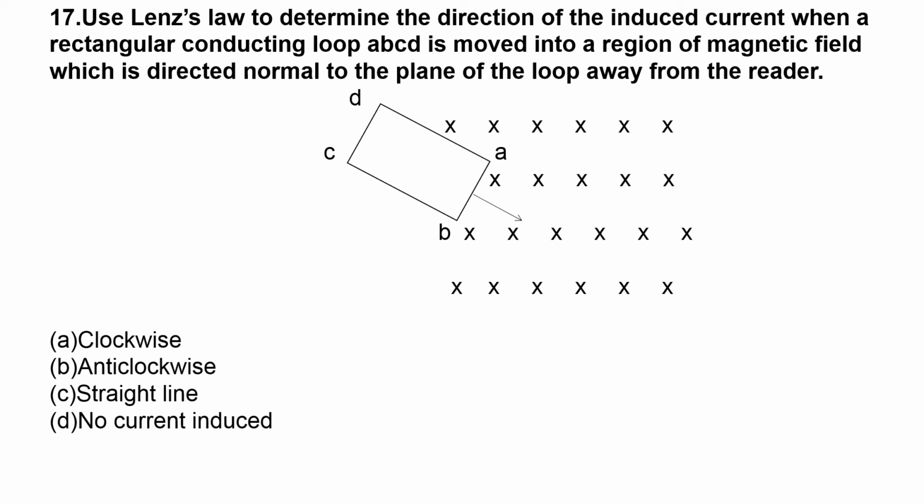It means that the induced current should oppose the change in flux. So here the answer is option B, anti-clockwise. It means the current is moving from A, B, C, D in the anti-clockwise direction. Only then does that current oppose the increase in flux. So the answer is option B, anti-clockwise.